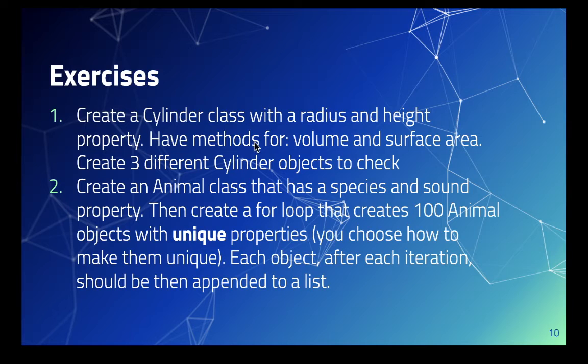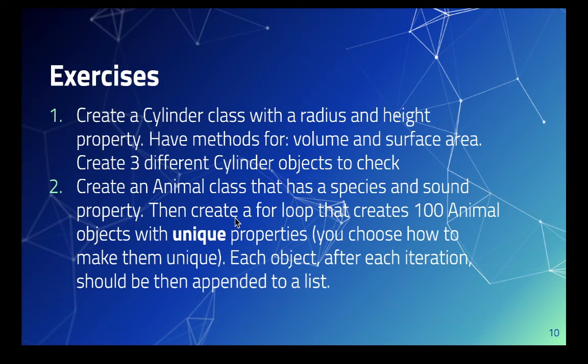That's our first exercise. Our second exercise is to create an animal class that has two properties, a species and a sound property. And both of these properties can be strings. So a species could be something like a dog, or you can even get more specific, like a retriever or something like that. And then you can have a sound property, which is like what they make. So like a dog will go bark, a cat will go meow or something like that.